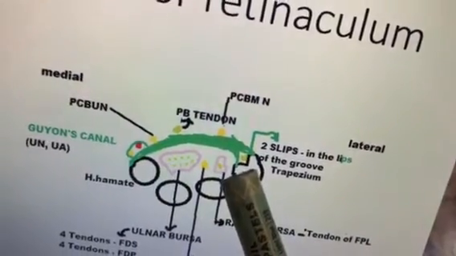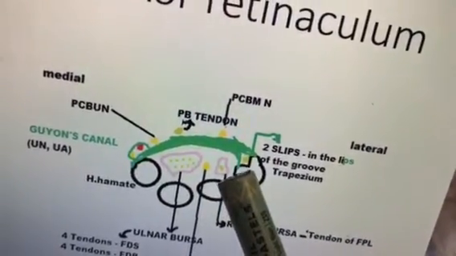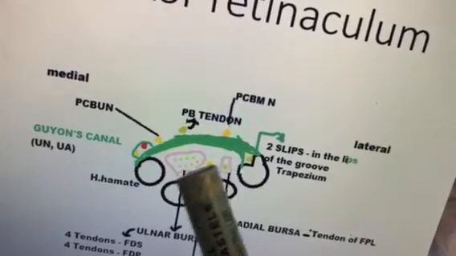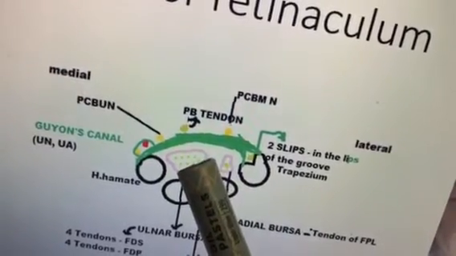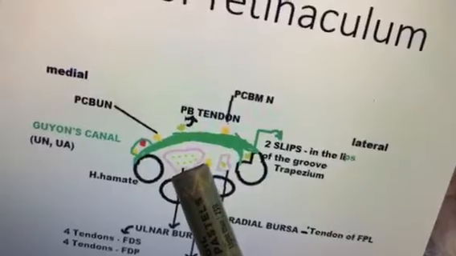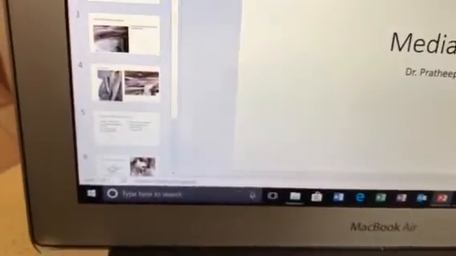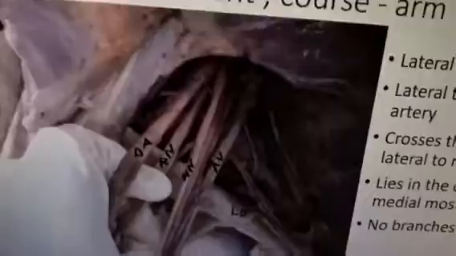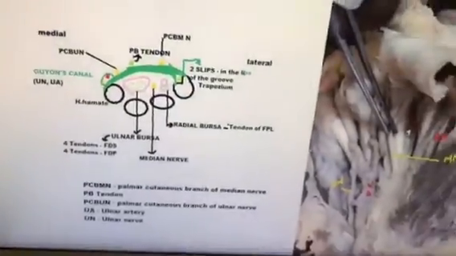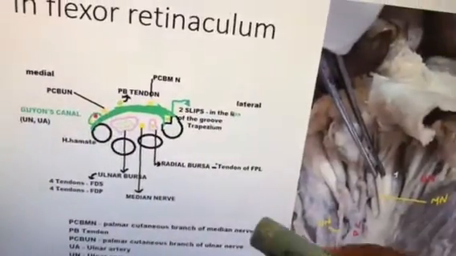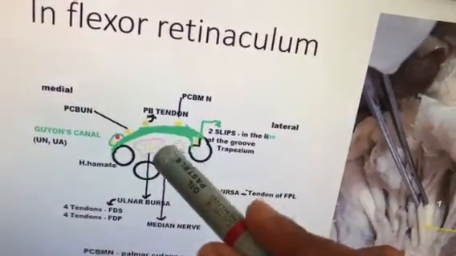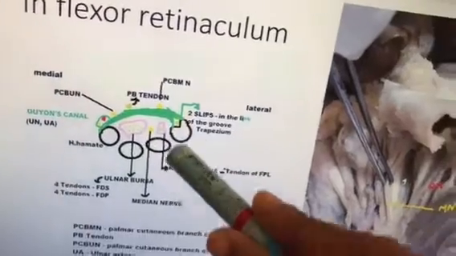Radial bursa is a sac which contains the flexor pollicis longus tendon, and ulnar bursa is the sac which contains the four flexor digitorum superficialis and flexor digitorum profundus tendons. So in between these two bursae, you could see the median nerve passing through.